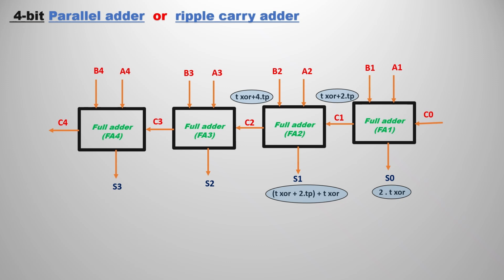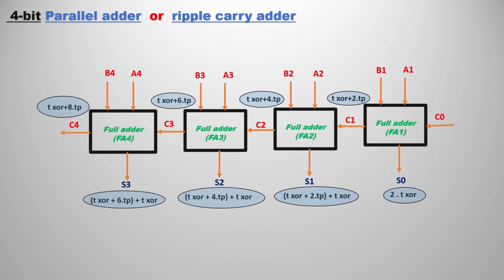So we have the propagation delay of the previous carry, that is T XOR plus 2 TP. We have to add that with the T XOR because we have already completed the XOR operation of B2 XOR A2. So we need to just add the XOR operation, that is T XOR plus the previous carry, that is T XOR plus 2 TP. So that gives our propagation delay of TS1. And the propagation delay of the carry, that is TC2, we are going to obtain as T XOR plus 4 TP. You are going to add the extra 2 gates after the first output.